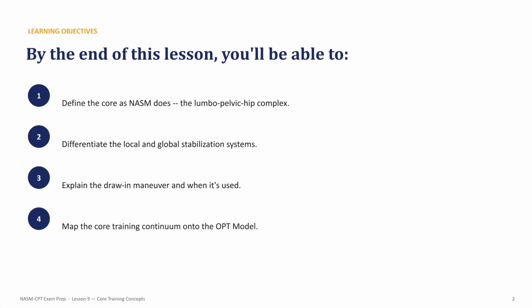By the end of this lesson, you'll be able to do 4 things. First, define the core as NASM does, the lumbo-pelvic-hip complex. Second, differentiate the local and global stabilization systems. Third, explain the draw-in maneuver and when it's used. And fourth, map the core training continuum onto the OPT model. Let's build these one at a time.